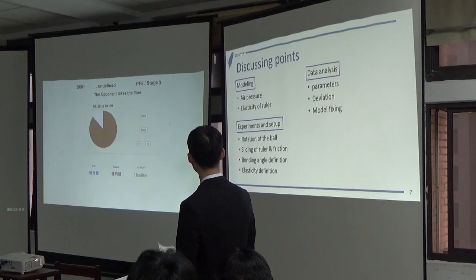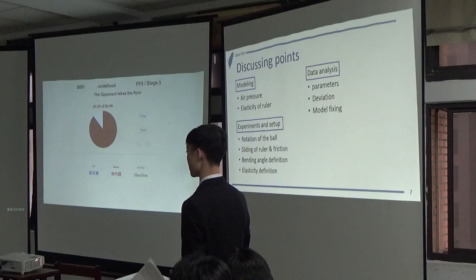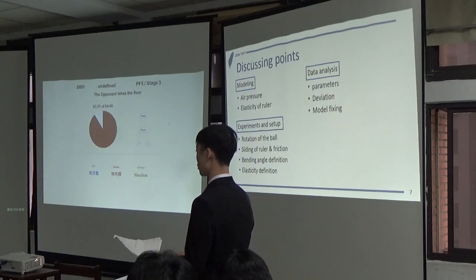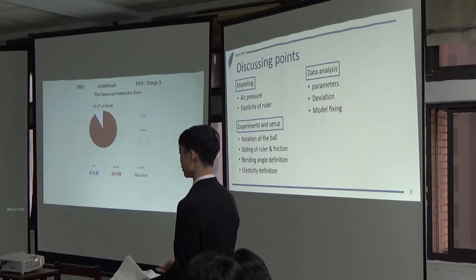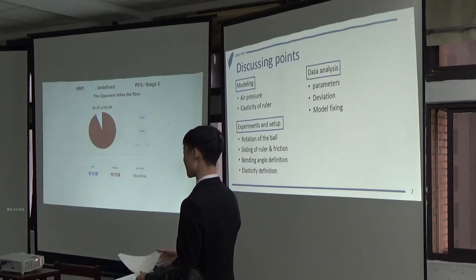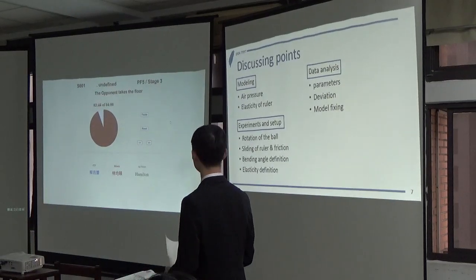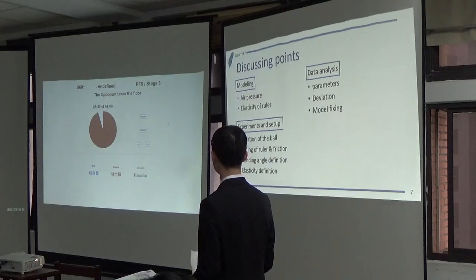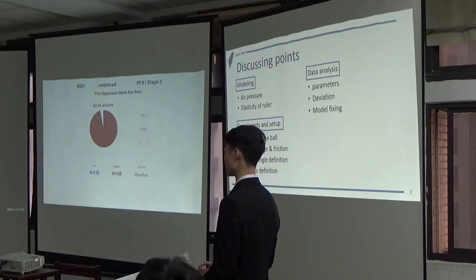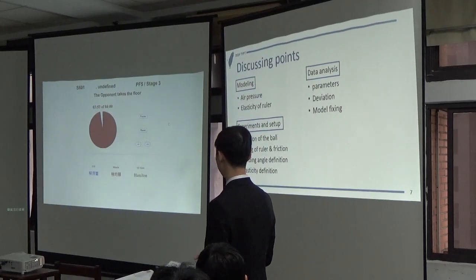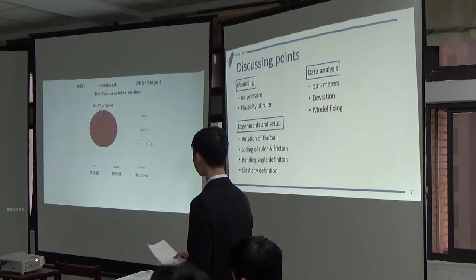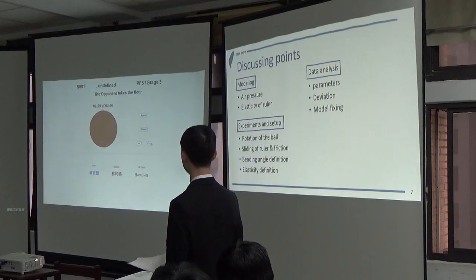Next, the points we want to discuss with you, one of them is about the modeling. We think that you didn't incorporate air pressure into consideration of your model, and we don't think you have considered the elasticity of the ruler in your torque balancing model. And for experiments and setup, we think that using a pipe, you didn't control the rotation of the ball very clearly, and then adding an angular momentum to the ball. And we think that the sliding of the ruler is a concern.